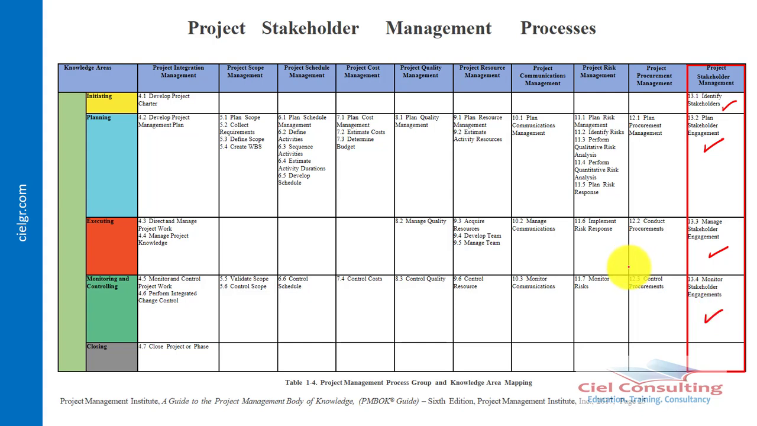So when we come back in the next part, we're going to be taking a look at each of these processes and then also talk about their inputs, tools and techniques, as well as outputs. And that's basically what we're going to be discussing in part 2 of our project stakeholders management.